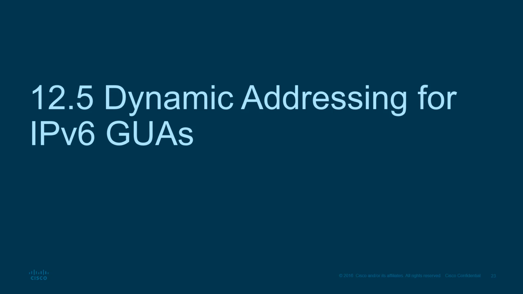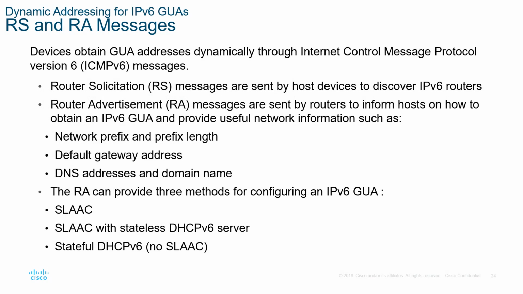So, dynamic addressing for global unicast addresses. Devices obtain these addresses dynamically through ICMPv6. There are a few router characteristics that we have to understand to see how these addresses actually get obtained. Router solicitation and router advertisements and router acknowledgements.